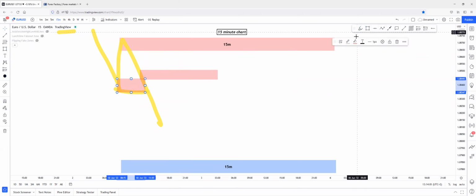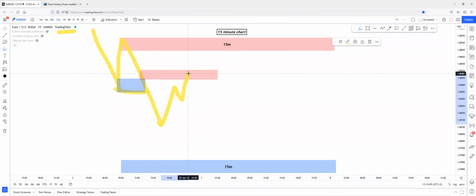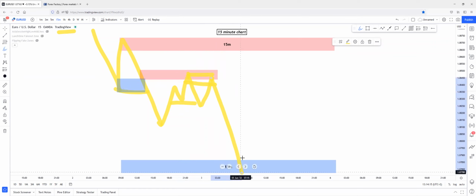For example, there's a good 5-minute flip zone, and you can just simply wait for a tap mitigation of this supply zone. Simple change of character, because you're waiting for a pro-trend trade. Simple change of character right here. Enter based on that 1-minute supply zone that changed character, targeting the 5-minute zone.